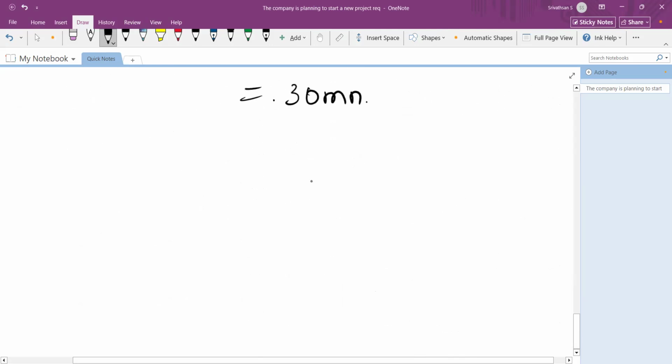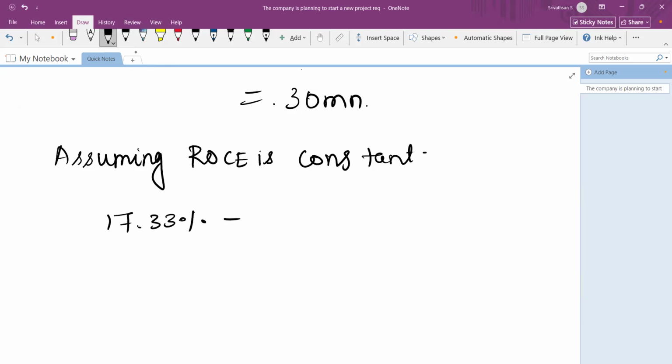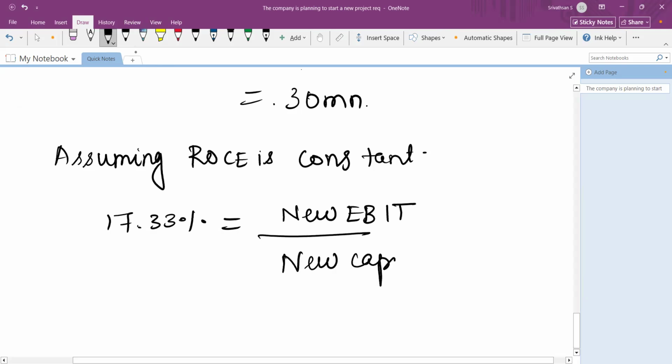Here we have to make an assumption, assuming ROCE, return on capital employed, is constant. What is the existing ROCE? 17.33 percent before employing the additional capital of 40 lakh rupees. After employing the additional capital of 40 lakh rupees also, we are assuming that return on capital employed is going to be constant. So 17.33 percent is equal to new EBIT divided by new capital employed.